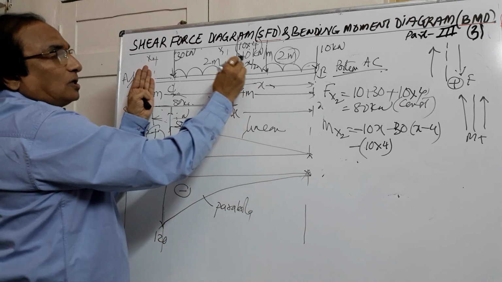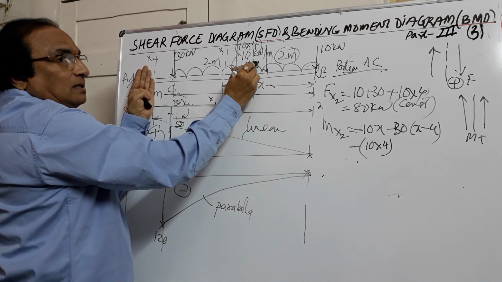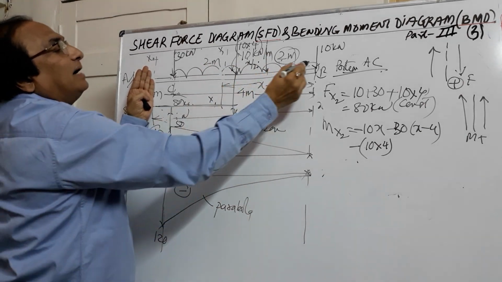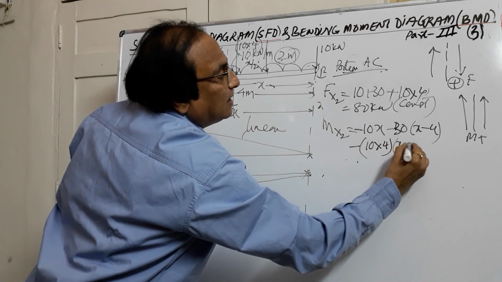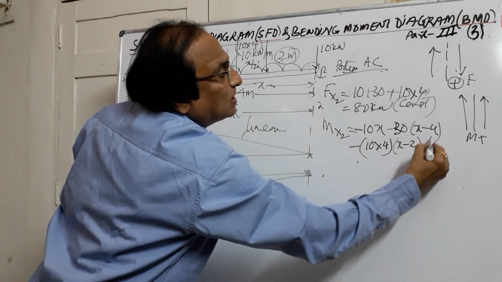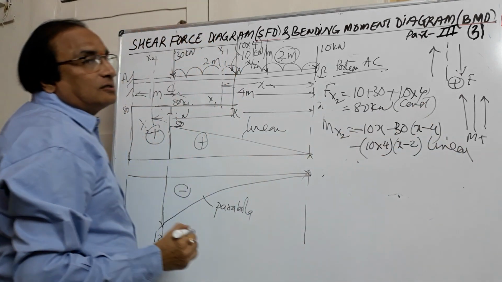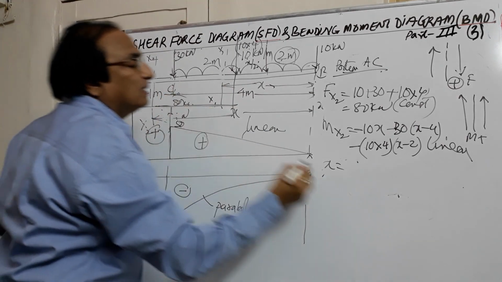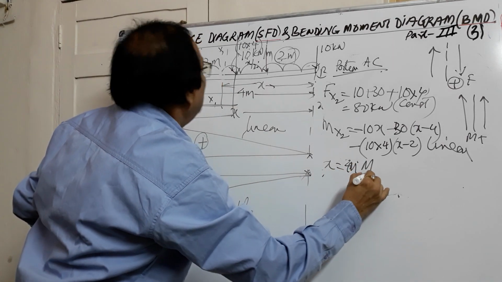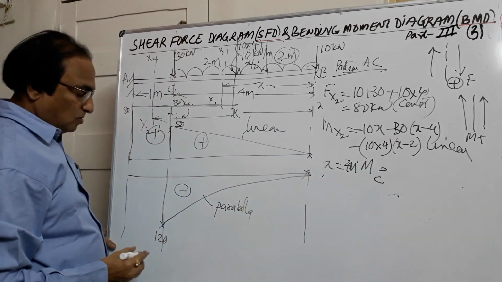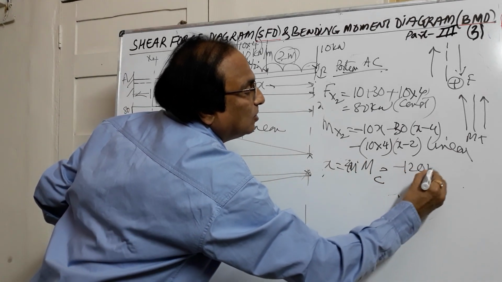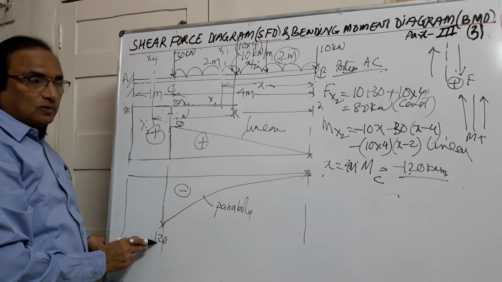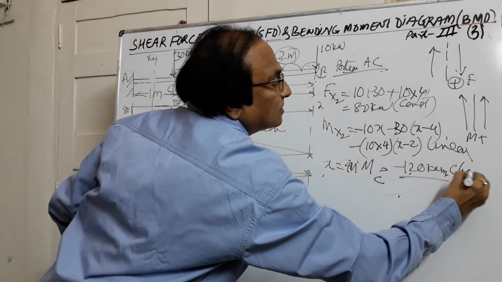Be careful. Total load acts at the center of the UDL. This is 2 meters, and I want this distance. It will be x minus 2 meters, into x minus 2 meters. x is to the power of 1, so it will be a linear distribution. At this point C, when x is equal to 4 meters, bending moment at C will be equal to minus 120 kilonewton meter. See here, moment at C we have already plotted, it is minus 120.